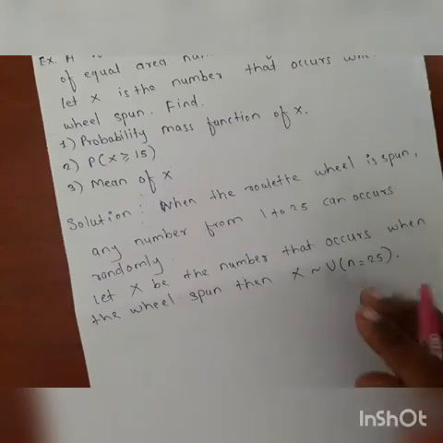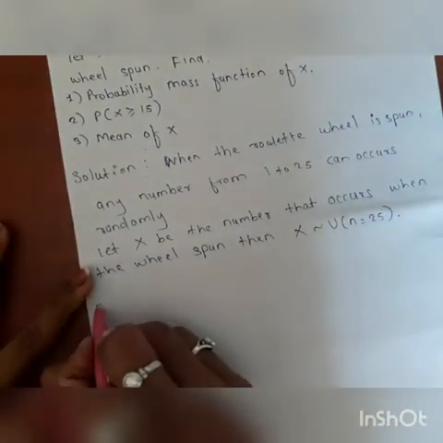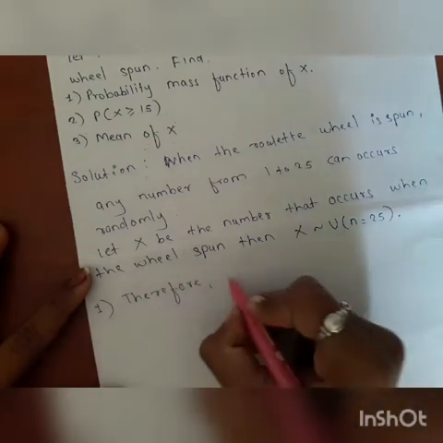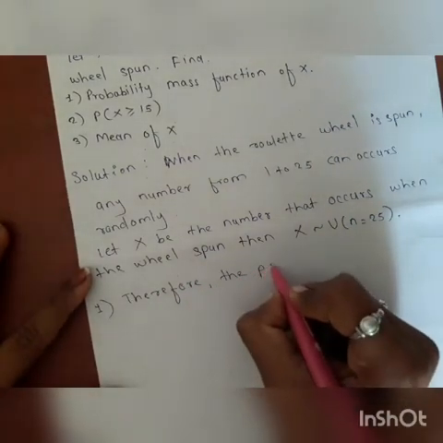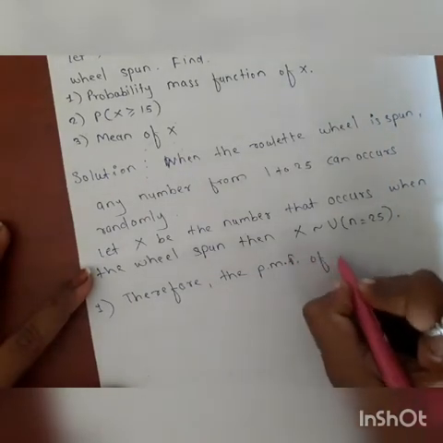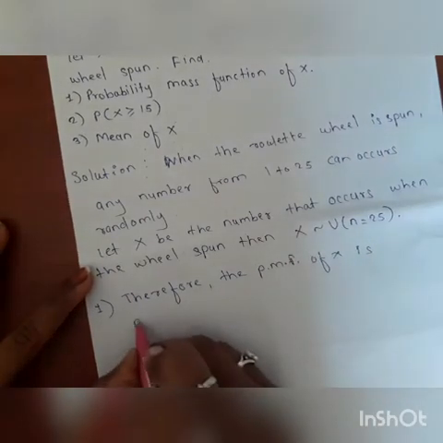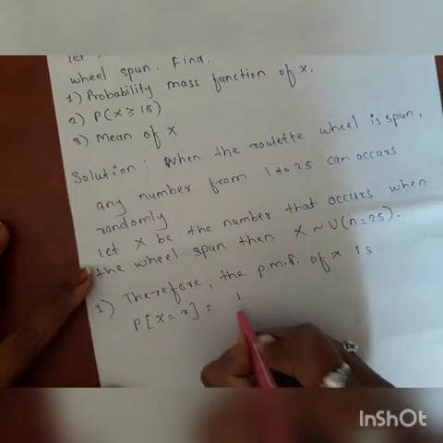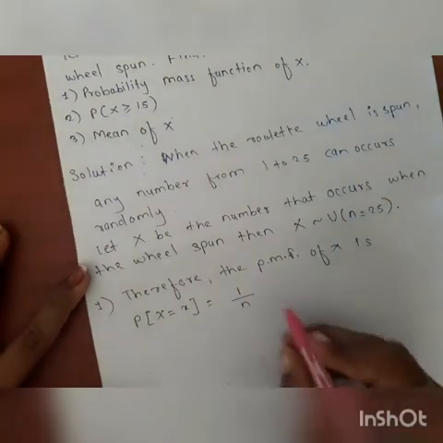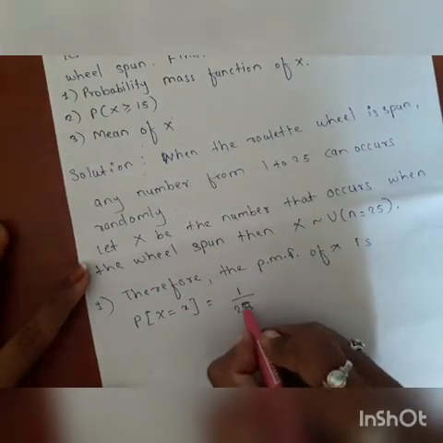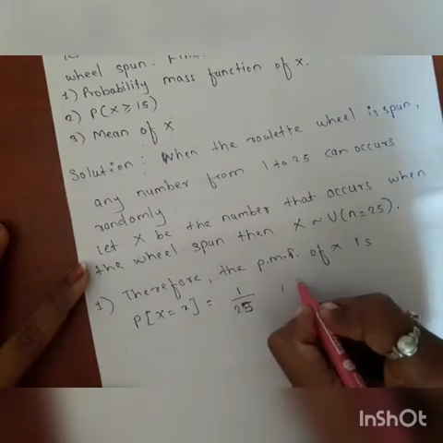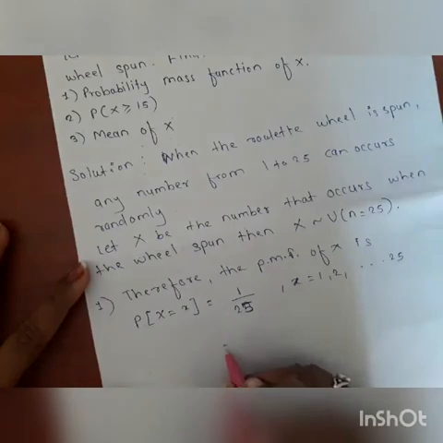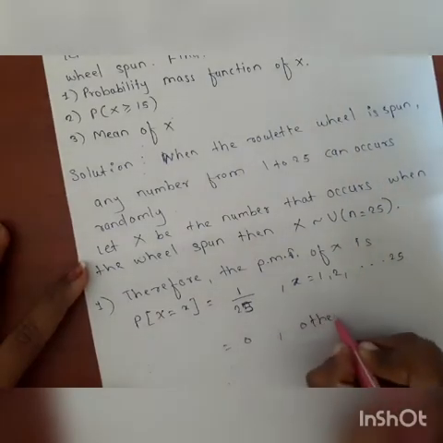So first we have to calculate the probability mass function. Therefore the PMF of capital X is P of capital X equal to small x, which is equal to 1 by n, that is 1 by 25, for x equal to 1, 2 up to 25, and 0 otherwise.